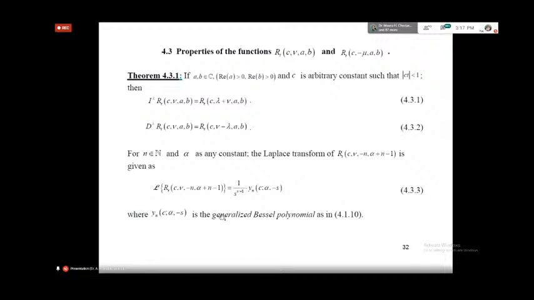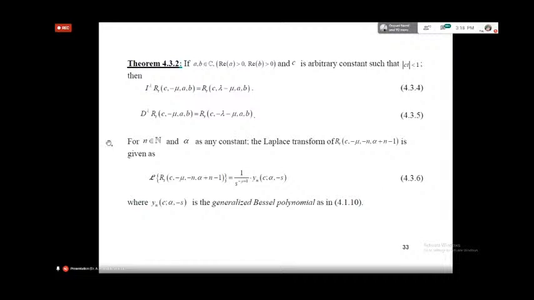And this is 4.3.2, and here that is the Laplace transform of this. So that can be put into this form. Finally, this is given in this form, Y_n. What is Y_n? This is the Bessel polynomial. It means this is very interesting. So this can be converted into the Bessel polynomial by taking the Laplace transform, by using the condition.